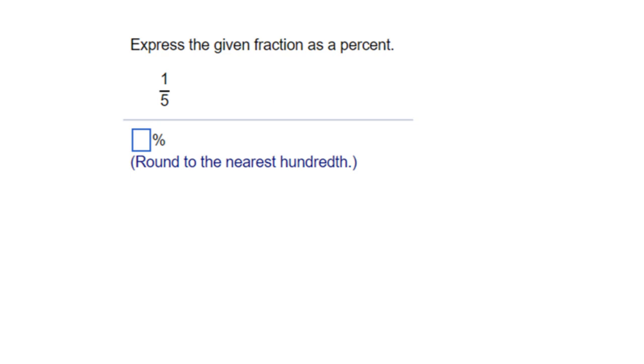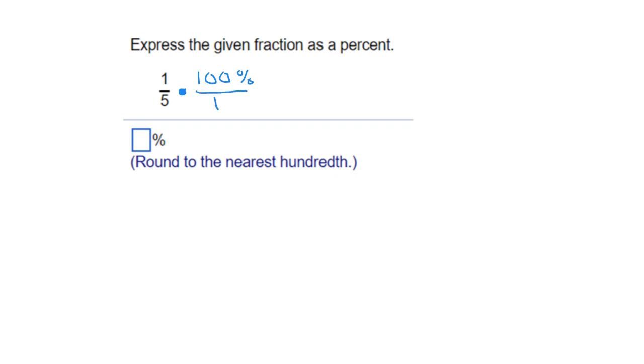Express the given fraction as a percent. Whenever we have a fraction or even a decimal number for that matter, you can change it to a percent by multiplying by 100%. I like to leave the percent symbol on there so that I know my answer is in percent form when I'm done.